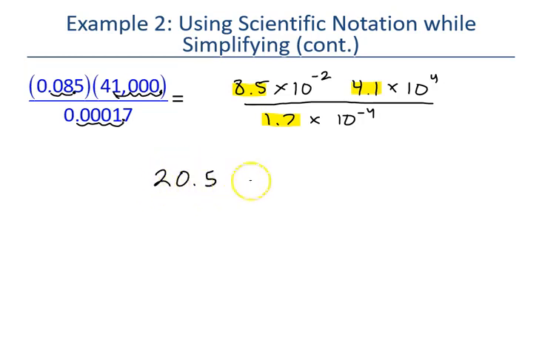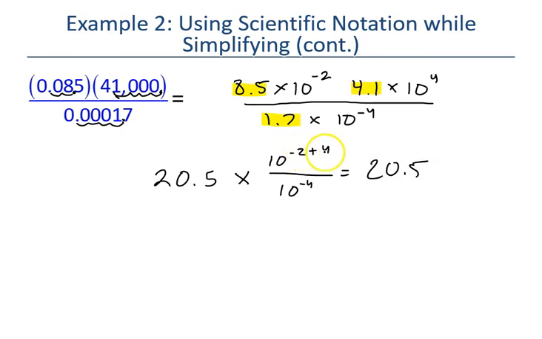Okay, times, notice I've still got some times in here. Times what? Well, notice we've still got some rules of exponents happening. On top here I have 10 to the negative 2 multiplied by another base. Well, that's going to be 10 to the 2 plus 4 all over 10 to the negative 4. If I continue on with that, I've got 20.5.